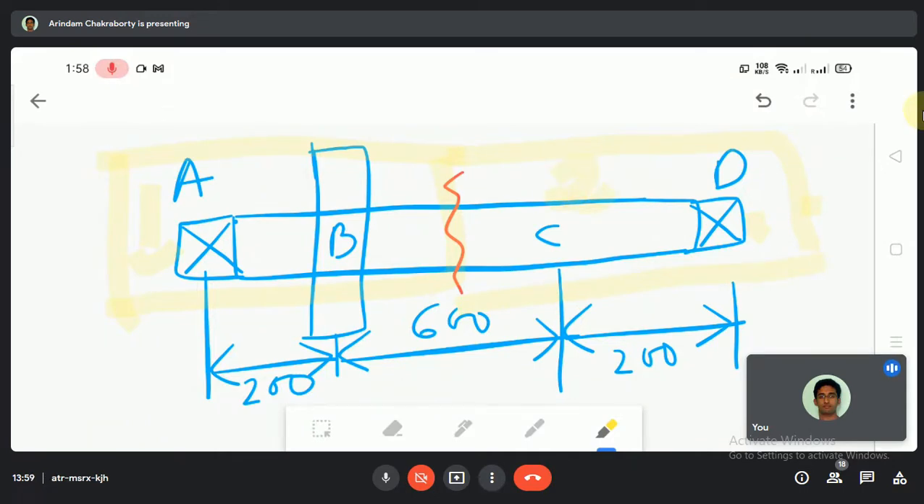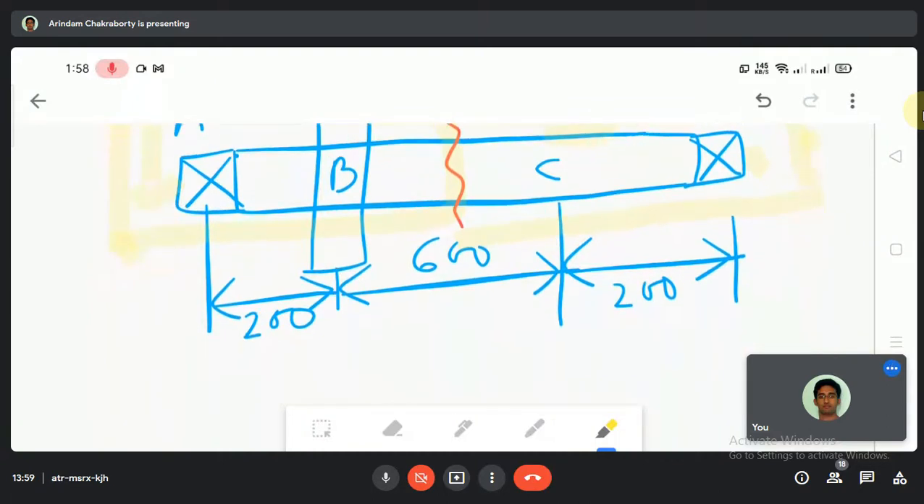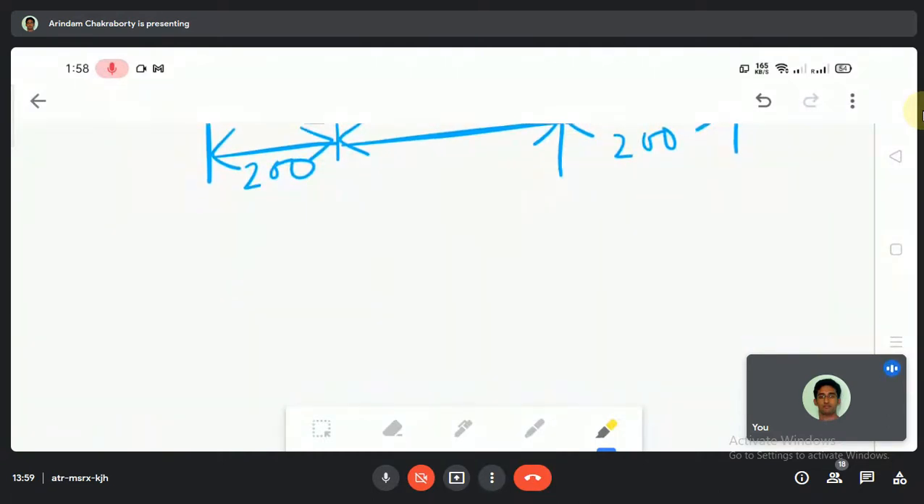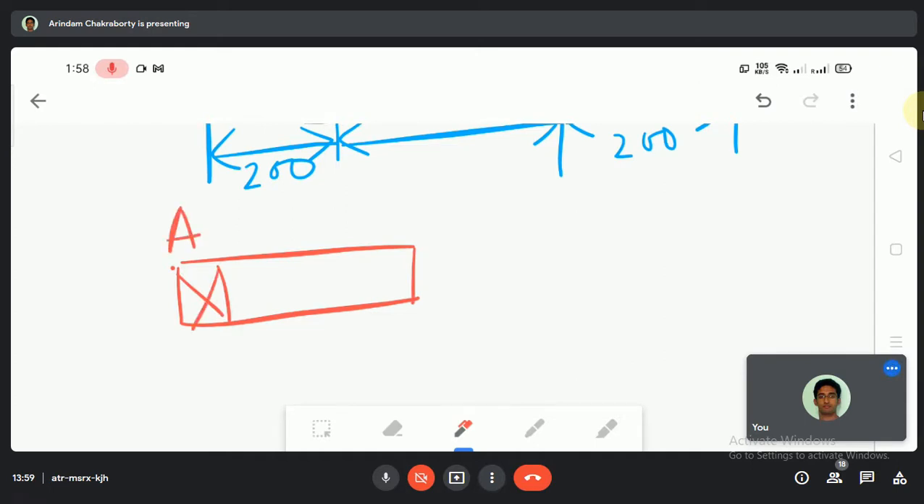Am I clear to you people? Yes or no? Fine. So what happens is that if you consider pulley A and B, the point A and point B.